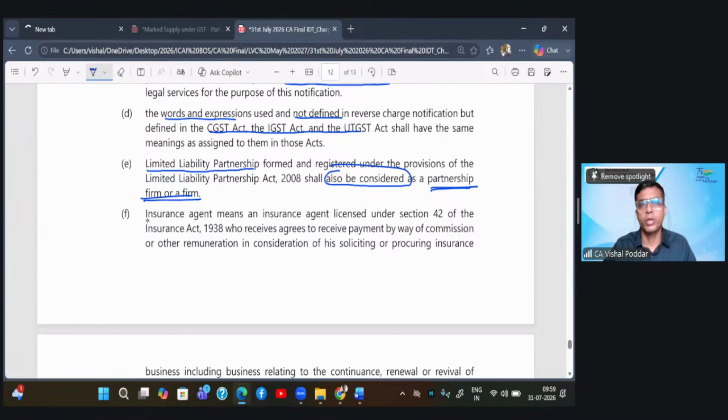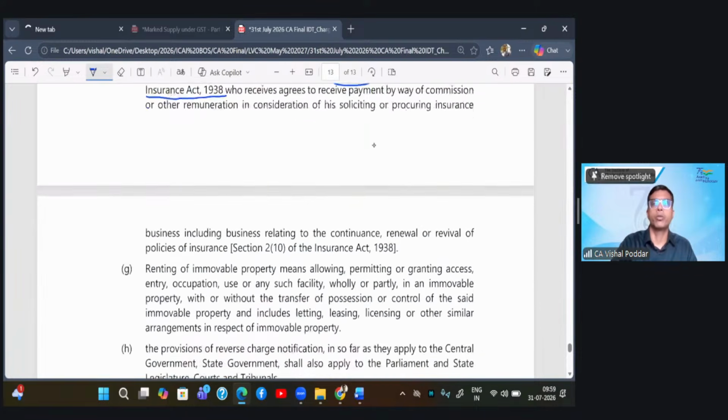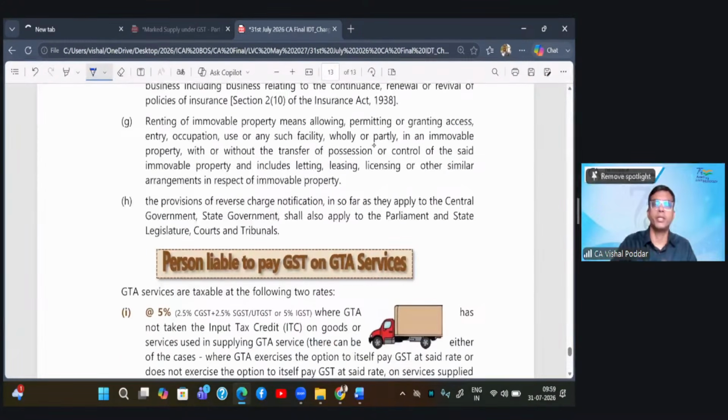Next explanation is about insurance agent. Who will they be? They are the ones who have the license to work as insurance agent, and the license is given as per the Insurance Act. So only the licensed agents will be treated as agents. If there are any other persons who are working as agents but do not have the license, we will not treat them as agents.